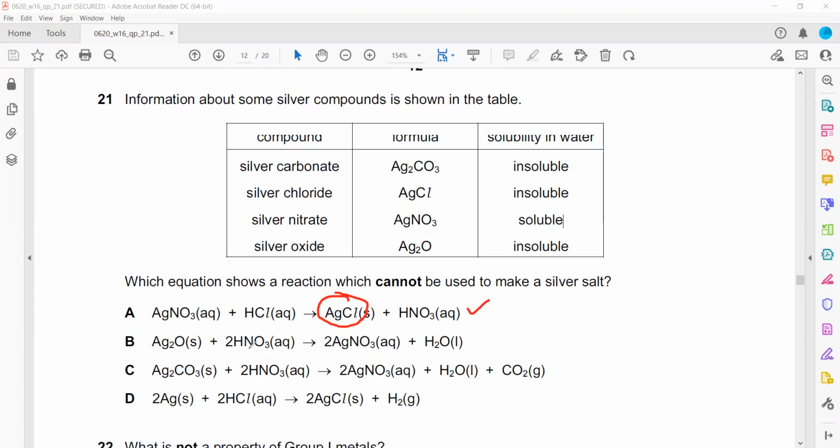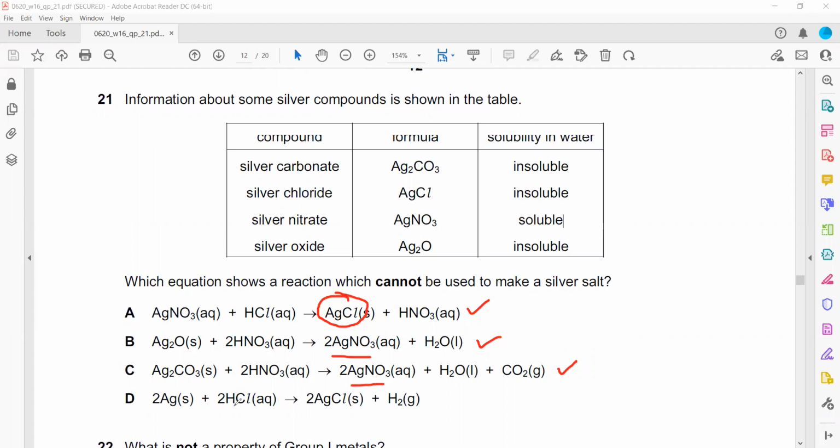Then if we mix silver oxide, metal oxide plus acid gives salt and water, and silver nitrate is the salt. This can also be used because metal oxide reacted with acid gives salt and water. So we can obtain the salt by crystallization. Silver carbonate reacts with nitric acid, giving silver nitrate plus water plus carbon dioxide. So we can also use this method.